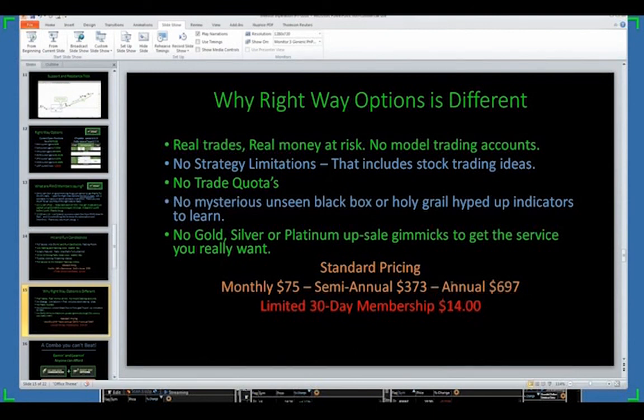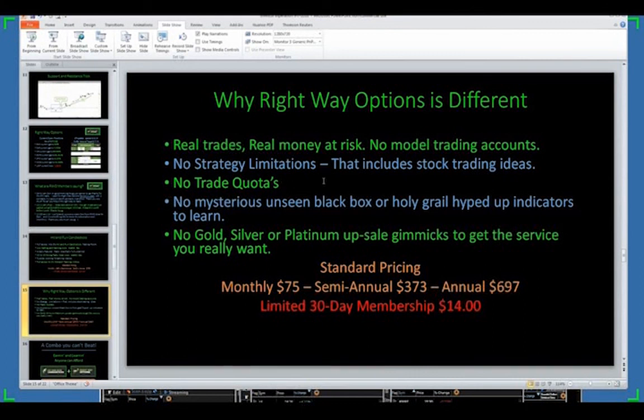This is the normal rate, $75 a month, $373 annual, $697 annual. These are real trades. These are trades that Doug has his own money into. There's no strategy limitations. In other words, it's not options a la carte, where for this strategy you've got to pay another $100 a month, or for that strategy another $50 a month or something like that. Now it's one price. You're trading options. You learn how to trade options. Doug is an amazing educator. If you've ever listened to him talk, you know what I mean. He's worth listening to at least once. You'll definitely see what I mean.